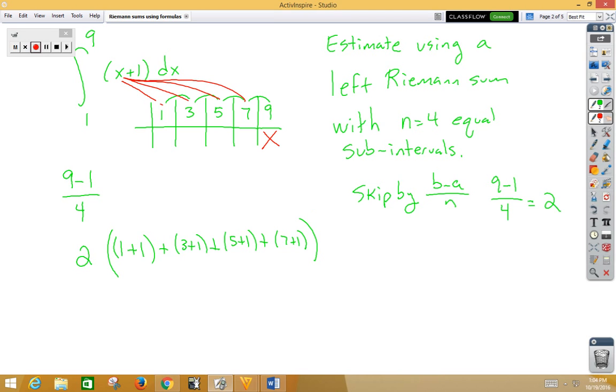So now, doing the calculations we have here, we have 2 times (2 plus 4 plus 6 plus 8). Well, that would be 2 times 20, which would give us an estimate of 40. We will do more Riemann sums with formulas in other videos.